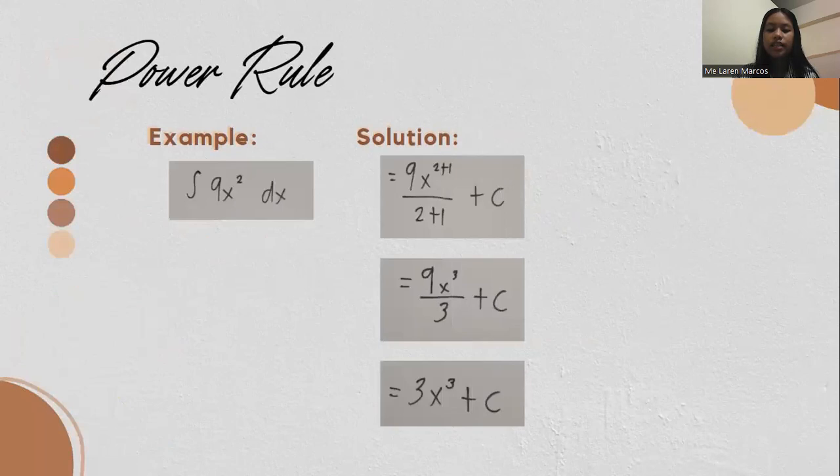Let's have our example. Evaluate the antiderivative of 9x squared dx. So we will add 1 to the exponent and it's the same value as the denominator. We're gonna get 9x cubed over 3 plus c. We can cancel 9 and 3. Our final answer was 3x cubed plus c.